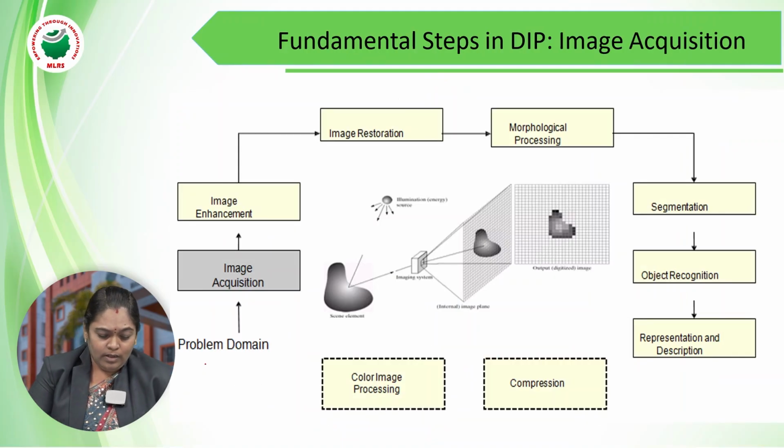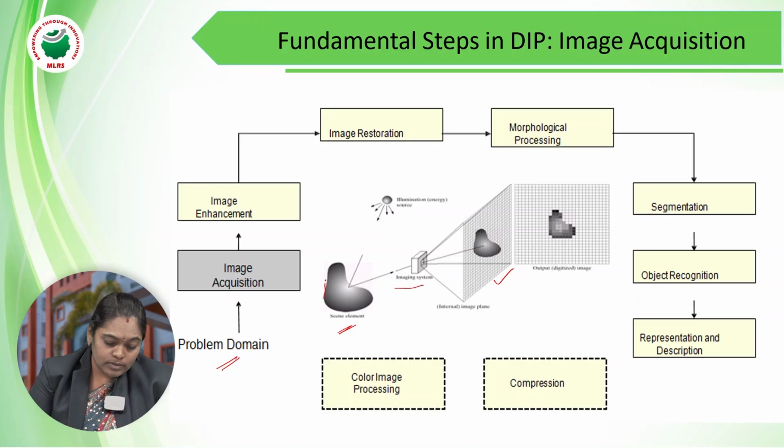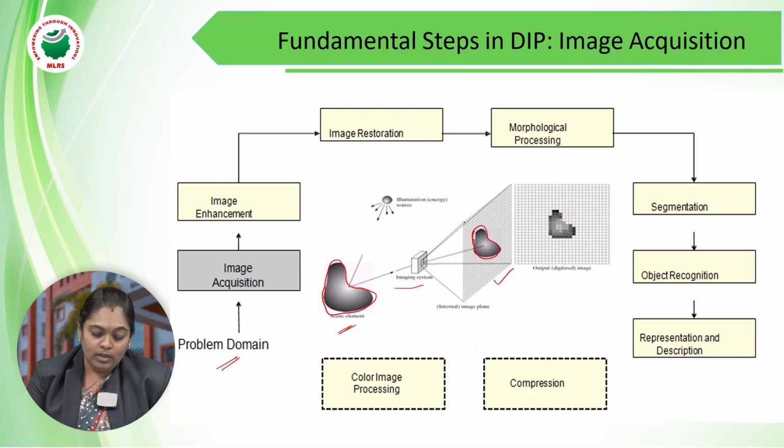If you observe here, the problem domain indicates we are capturing an image by using a camera, which is called image acquisition. In this figure, this is a sensor element. This sensor element is passed through an imaging system, and this is our image. If you observe this image, it is a continuous image, captured by using a camera as well as a sensor.